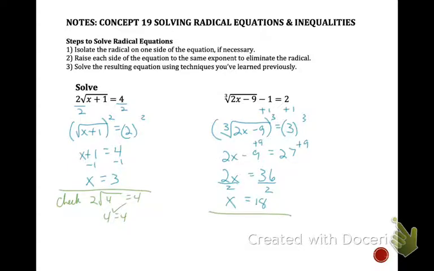So take it back to the original equation and plug in 18 for x. So we get the cube root of 36 minus 9 minus 1, or actually we can add that one over, and equals 3. So the cube root of 27 equals 3, and that's true. The positive cube root of 27 is 3. So 3 does equal 3. So that x equals 18 is a solution.